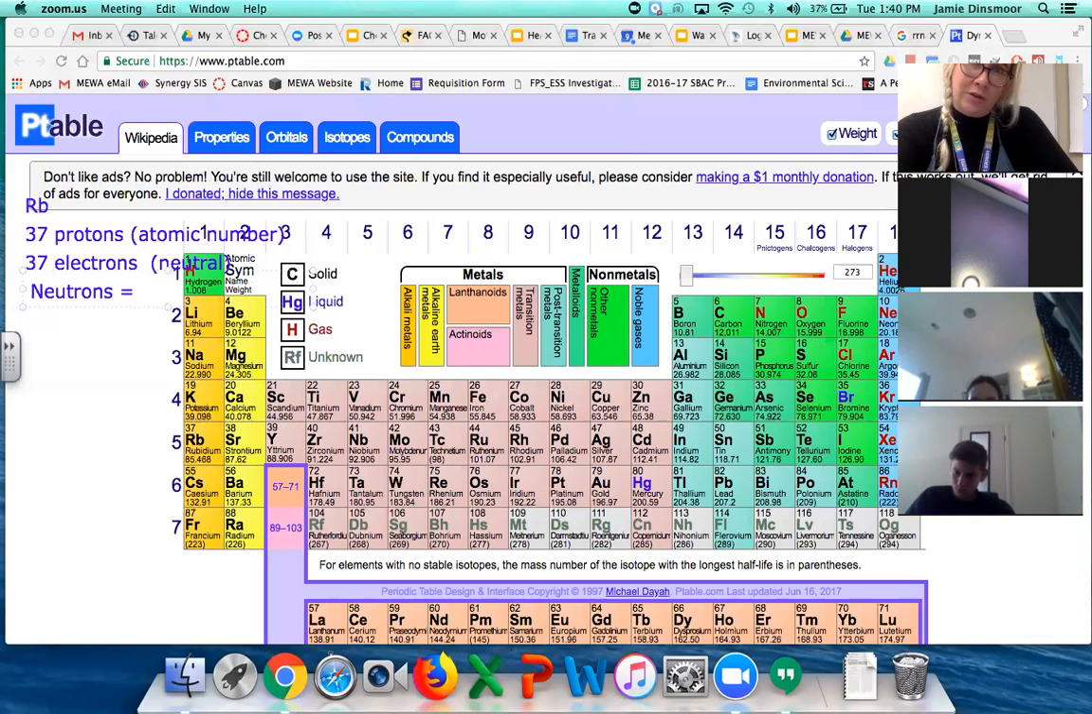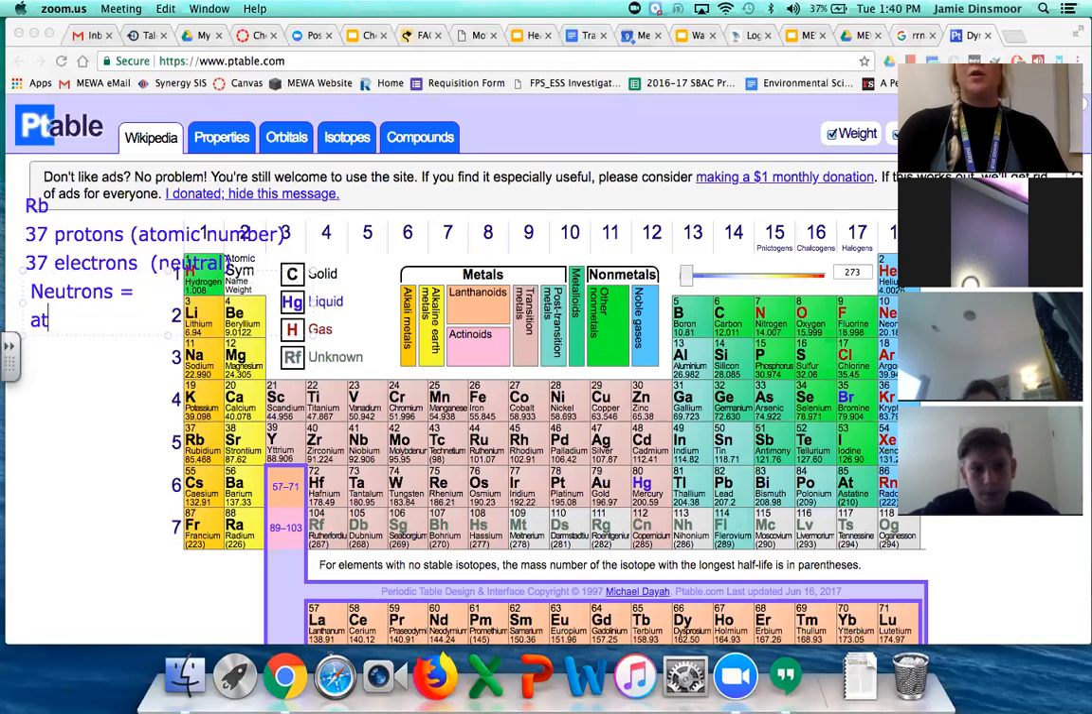This one's the hardest. Is it the same as the number of protons? That is a good guess from Bella, right? Then maybe 37, 37, 37. Not exactly, right? Neutrons are actually going to be equal to our atomic mass minus our number of protons.